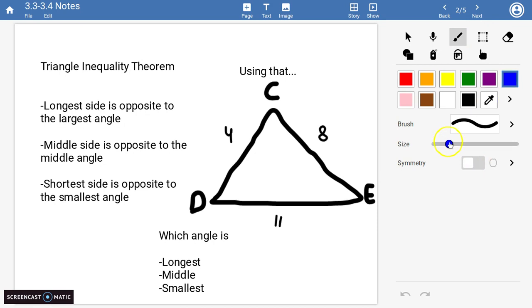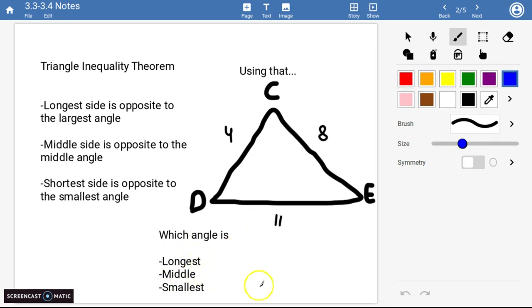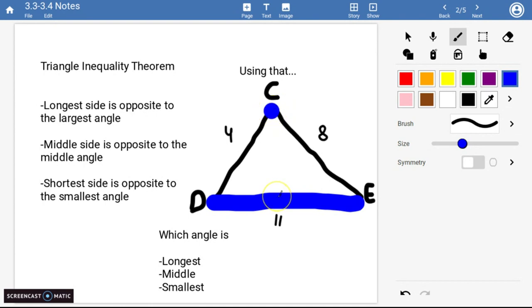So, using that, which angle is smallest, largest, in the middle? The 3 angles are C, D, and E. The longest side is opposite to the largest angle. So the largest side is this one right here, the 11, and it is opposite to the largest angle. So C is the largest angle.